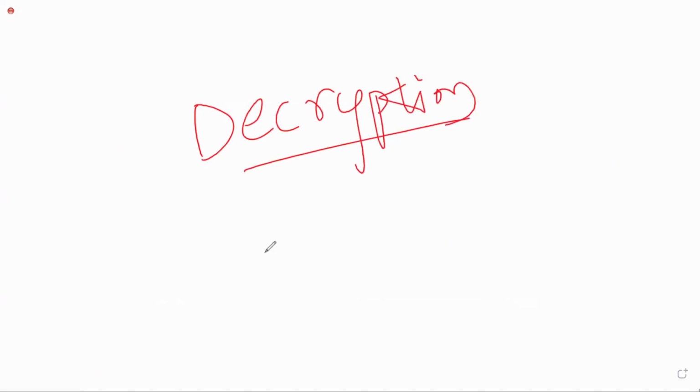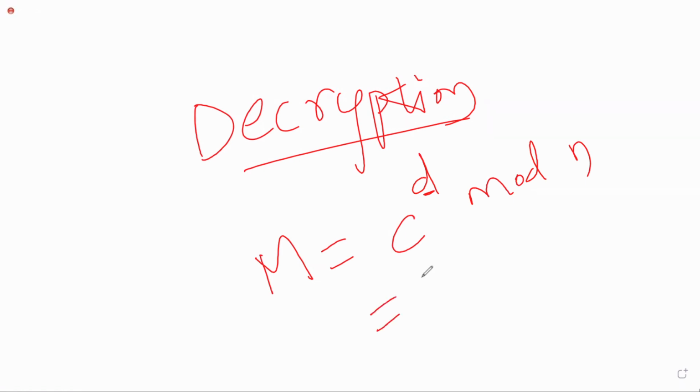So what is the formula for decryption? M is equal to C power D mod N. What is D? D is the private key of Bob. So now we know what the C value is. C is nothing but the ciphertext, that is 66. So 66 power, what is the D value?